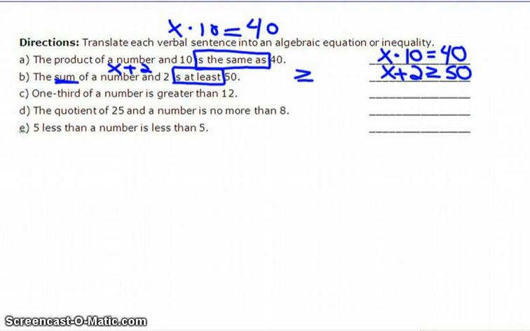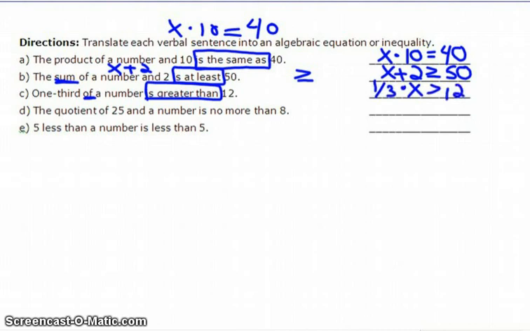Now here, 1/3 of a number is greater than 12. Here's that symbol again, because we've got the word is in front. Now over here it says 1/3 of a number. So I know I'm taking 1/3 times a number, and that's greater than 12.